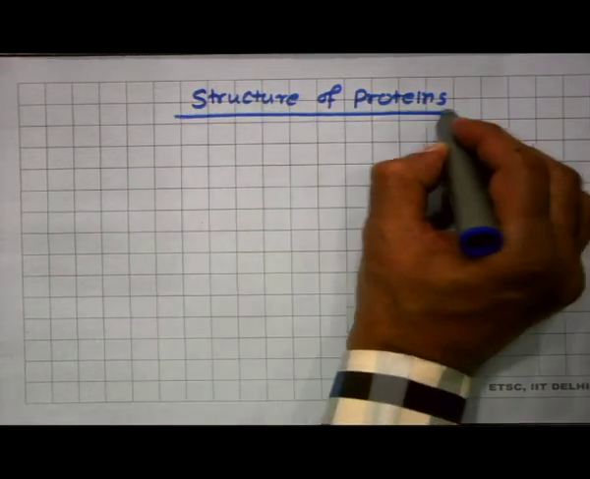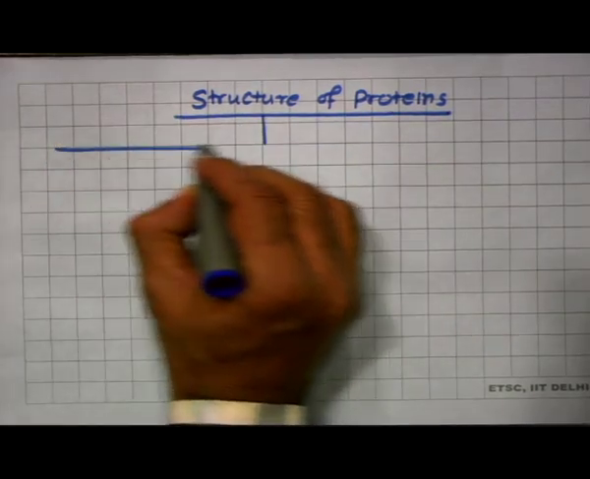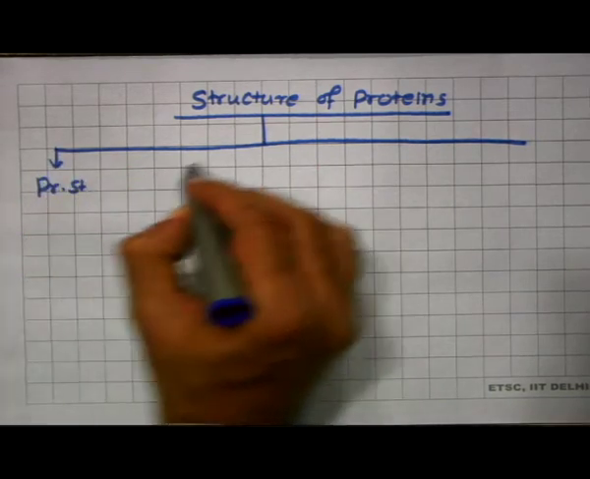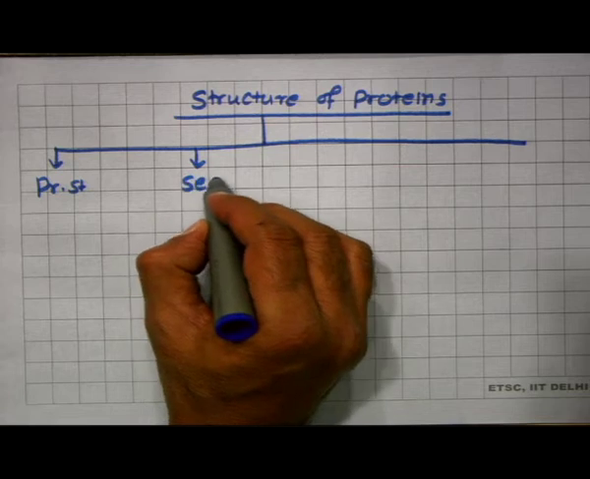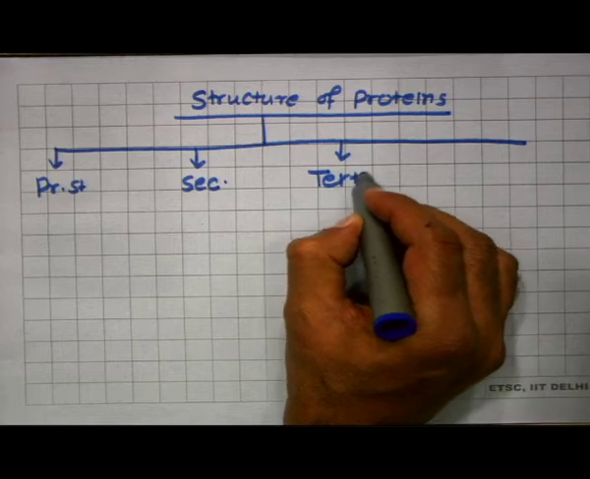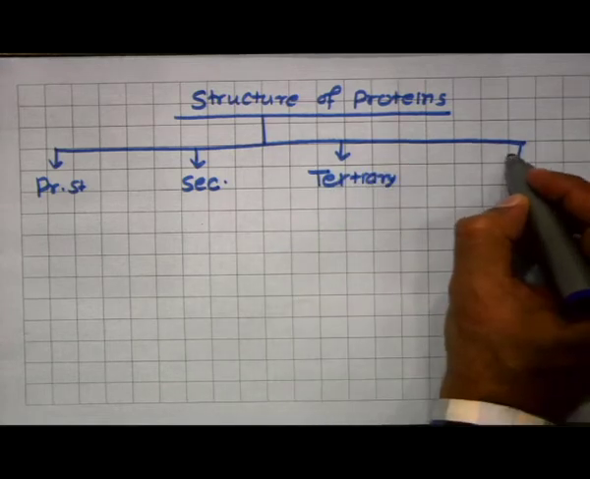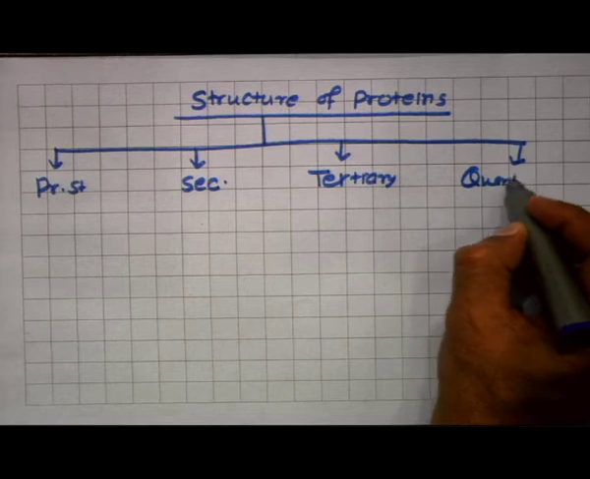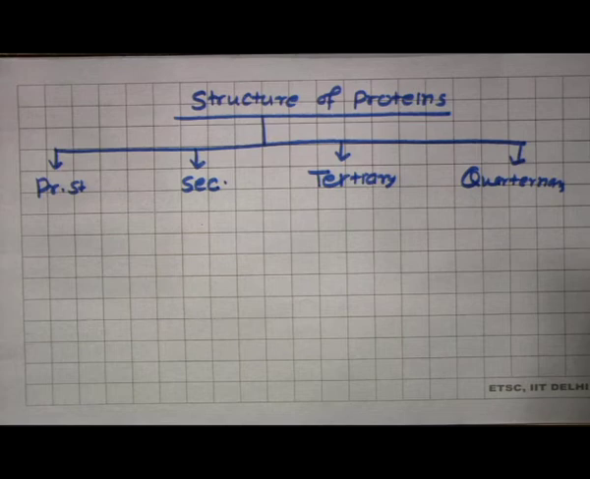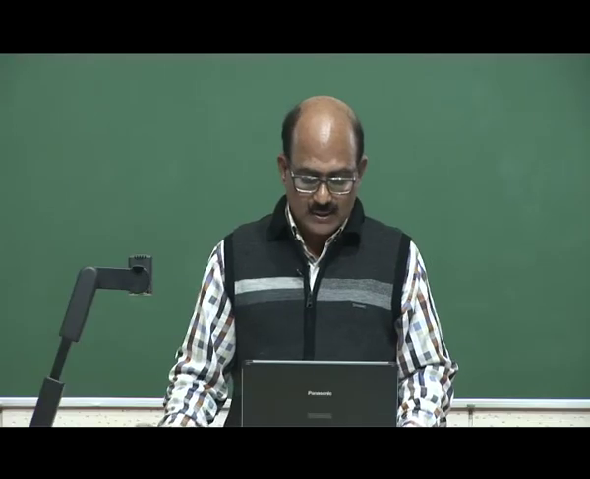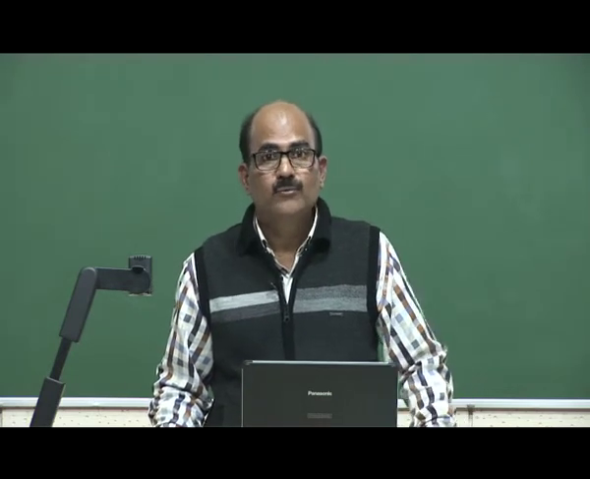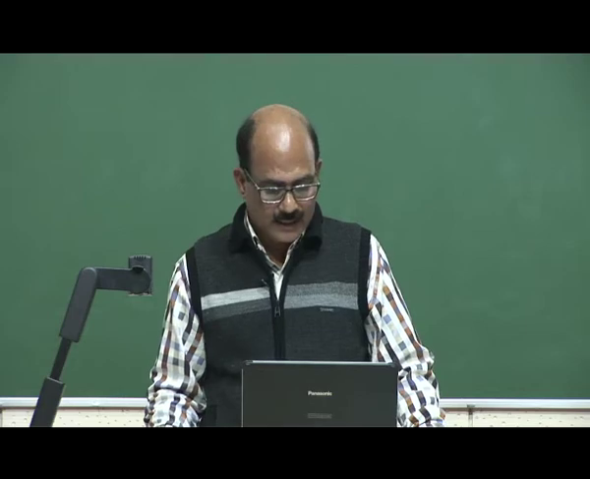Structure of proteins. On the basis of their structure, the protein has been divided into primary structure, next one secondary structure, next one tertiary structure, and last one quaternary structure. On the basis of the arrangement of amino acids, how the amino acids are arranged at the time of formation of peptide bonds, these 4 types of proteins are there.